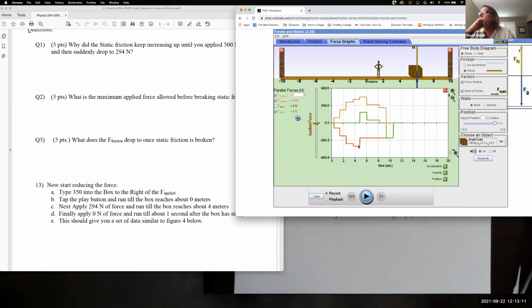I kept applying forces until I got it moving. Okay, and it got moving. Then I lowered my applied force to that 350, but I still had a net sum because I had 350 that was greater than minus 294. Then I lowered it to 294, so they're matched, so my sum is 0.